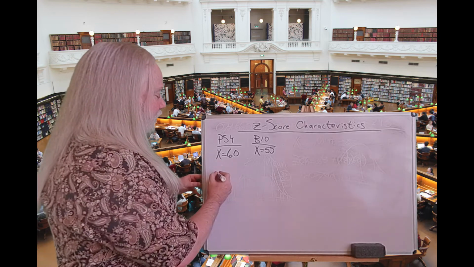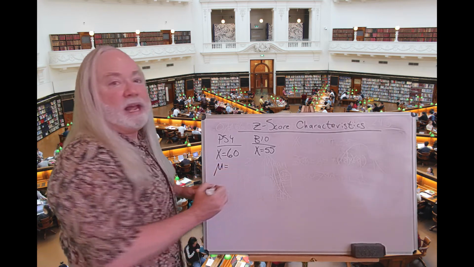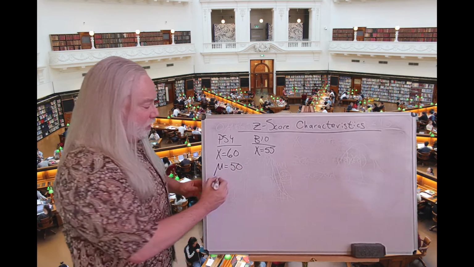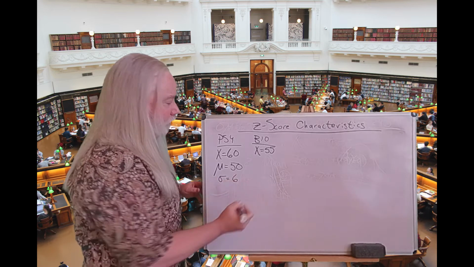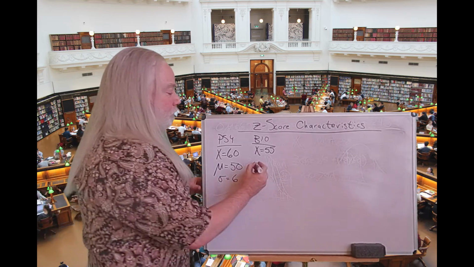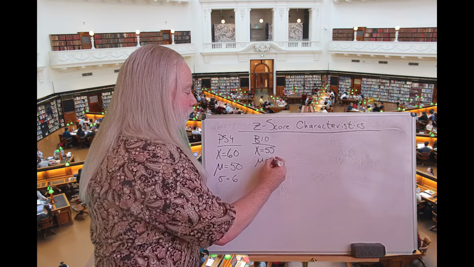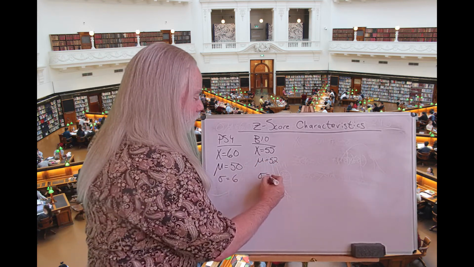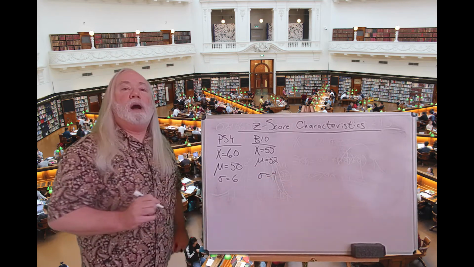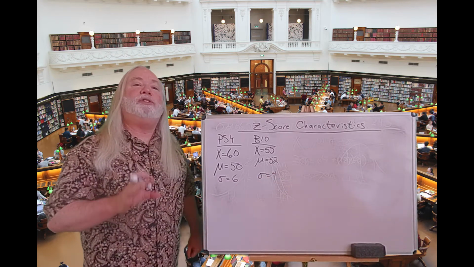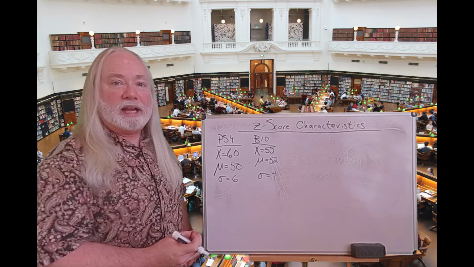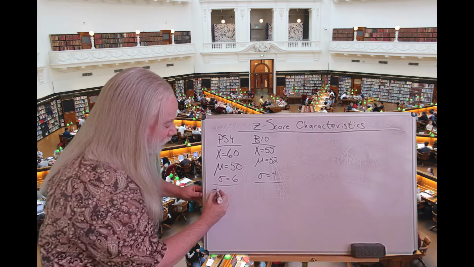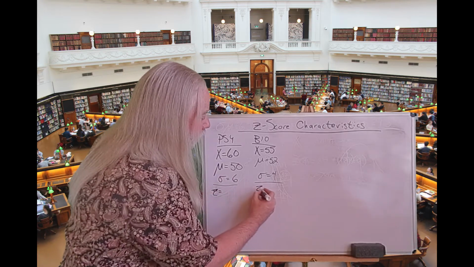So let's say we learned that in the psych exam, that exam had a mean of 50 points and a standard deviation of 6. Let's say for the bio exam, the mean was 52 points and that the standard deviation was 4. Well, what we want to do is convert these into z-scores so we can make that comparison. So let's go ahead and convert these raw scores into z-scores.